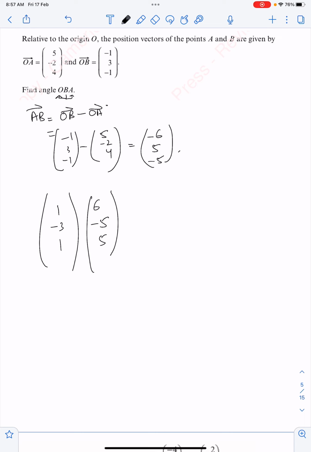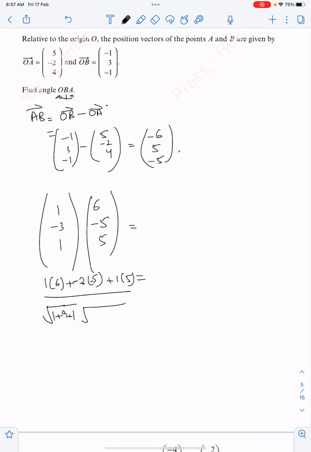Okay. This is going to give me the dot product, which is actually 1 times 6 plus negative 3 times negative 5 plus 1 times 5. Okay, divided by the magnitude of A and the magnitude of B. The magnitude of A is going to be 1 plus 9 plus 1, and the magnitude of the second vector is 36 plus 25 plus 25, equals cos of theta.